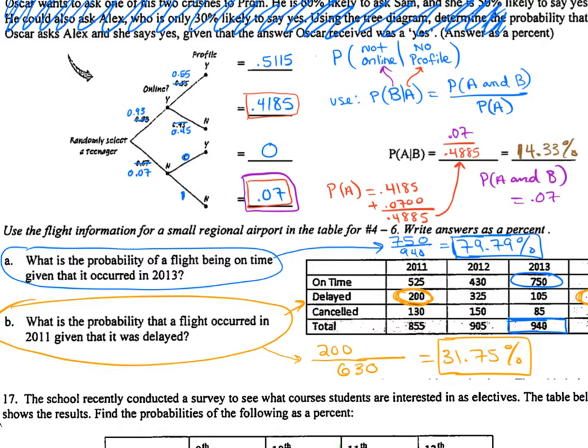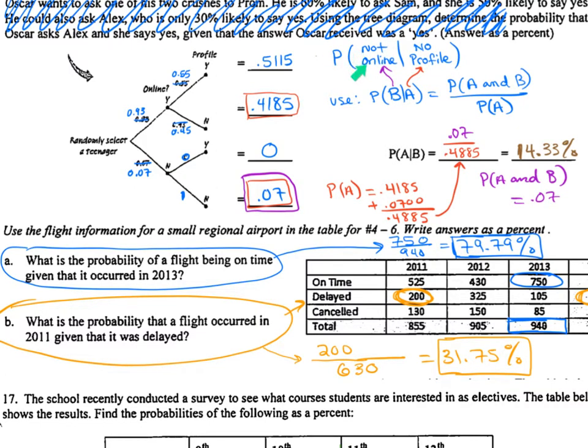So this is the probability that a student is not online and has an online profile. That would be 0%. Finally, we have this segment multiplied by this segment, and this segment is the probability that given a student's not online, the probability of the student not having a profile would be 100%, or 1. So now we have 0.07 times 1 is 0.07. And what does that mean? That's the probability that the student is not online and does not have a profile, 0.07.